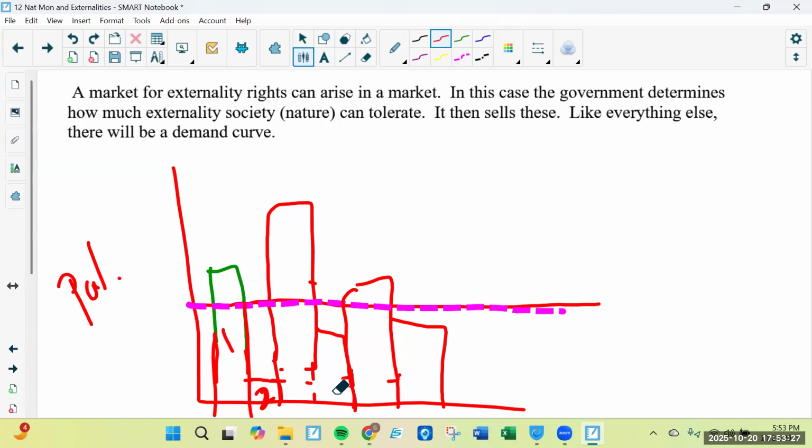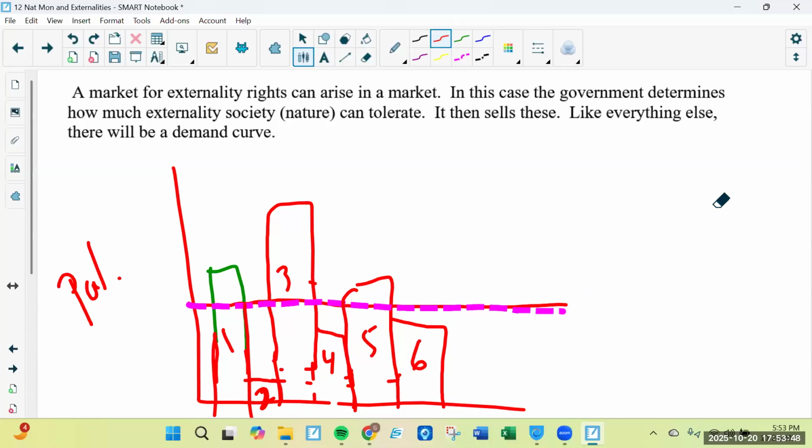They're really polluting a lot. Factory four is right here. Factory five is above the line, and factory six is below. So we got 1, 2, 3, 4, 5, and 6. All right, so what the government could do here in this case is say, no, you're not allowed to pollute above that line. If you do, you're going to pay a fine.